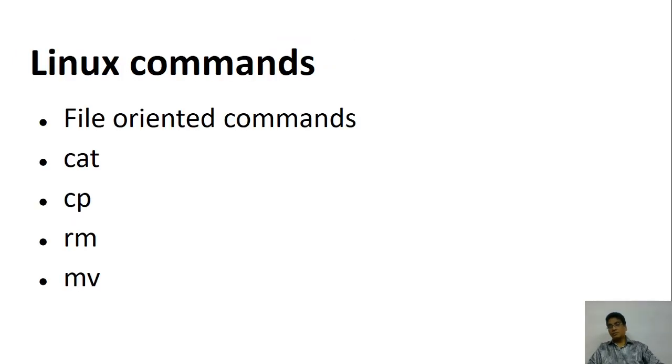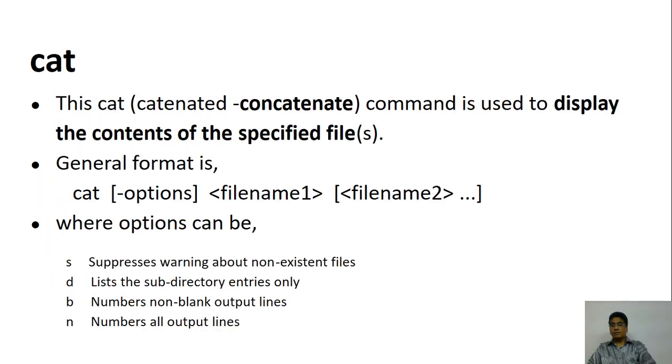In particular, we are going to see some of the file-oriented commands such as cat, cp, rm, mv, and so on. Let's start with the simplest command, and that is the cat command. The cat command is used to concatenate files. Concatenation you know very well, to combine two files together, but it can also be used to display the content of the file onto the screen.